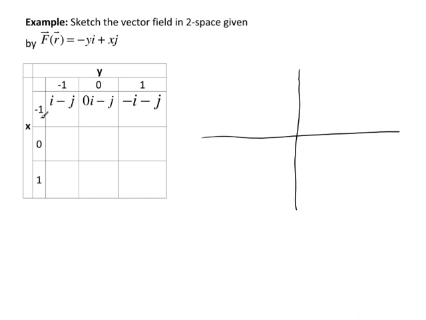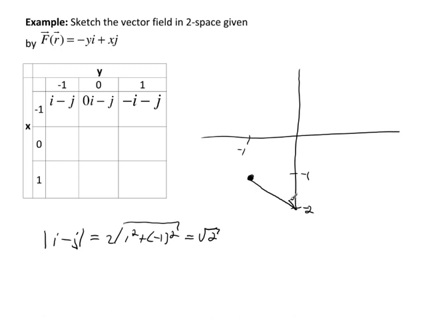When x is -1, y is -1, so here's -1, -1. When I'm right here, this is going to be my vector. Now, what's the magnitude of this vector? Well, the magnitude of i minus j is going to be the square root of 1 squared plus -1 squared. That's going to be root 2. Now, i is 1 in the positive direction, j is 1 in the negative direction. So this vector is going to look like this.